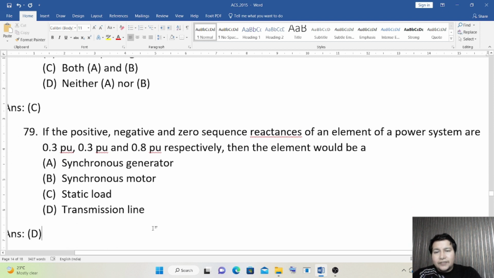If the positive, negative and zero sequence reactances of an equivalent of an element of a power system are 0.3 per unit, 0.3 per unit and 0.8 per unit respectively, then the element would be a synchronous generator, synchronous motor, static load, transmission line. So, correct option is option D, transmission line.